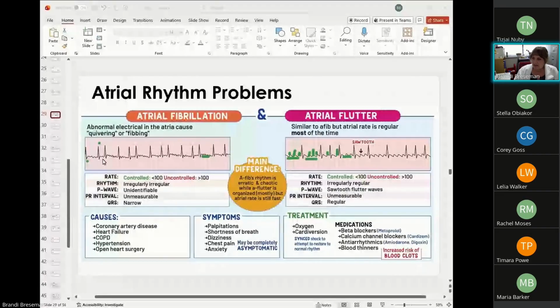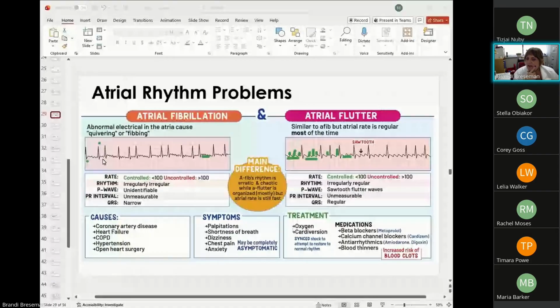If my patient is confused, unstable, or not talking to me, well, actually, if they're confused or unstable, I am still doing synchronized cardioversion. If they are unresponsive and have no pulse, that's when I go to straight shock, unsynchronized. Okay.